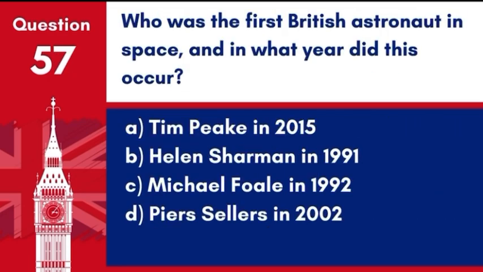Question 57. Who was the first British astronaut in space, and in what year did this occur? A. Tim Peake in 2015. B. Helen Sharman in 1991. C. Michael Foale in 1992. D. Piers Sellers in 2002.